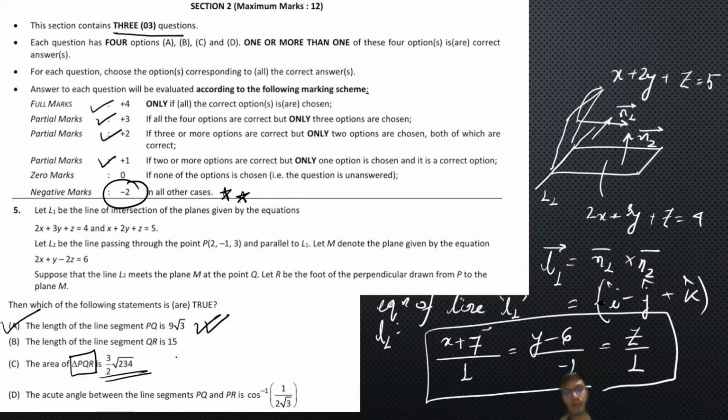Similarly, the length of line segment QR is 15. So if you solve it, the length of line segment QR is going to come out as root under 234. It's not 225. So therefore this is not correct. Okay, this is not correct. So option B is not correct.